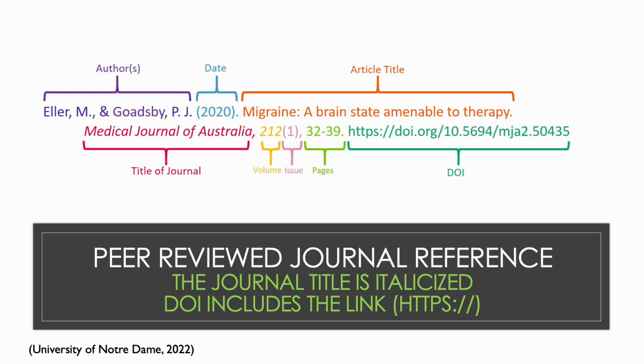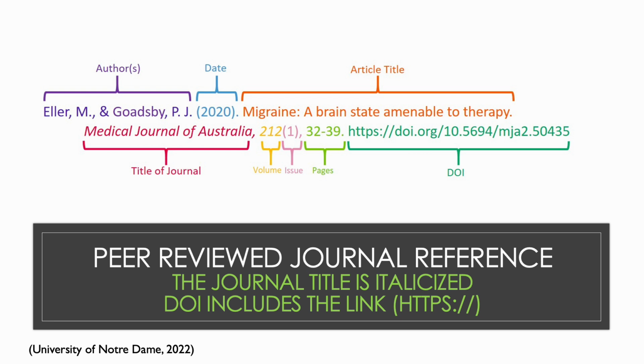For a peer-reviewed journal article, begin with the author or authors of the article's last name and first initial. Similar to how authors are written in a book reference, if there are 2 authors, they are combined using the ampersand symbol. The authors' names are followed by a period. The date of publication is written in parentheses next, followed by another period.